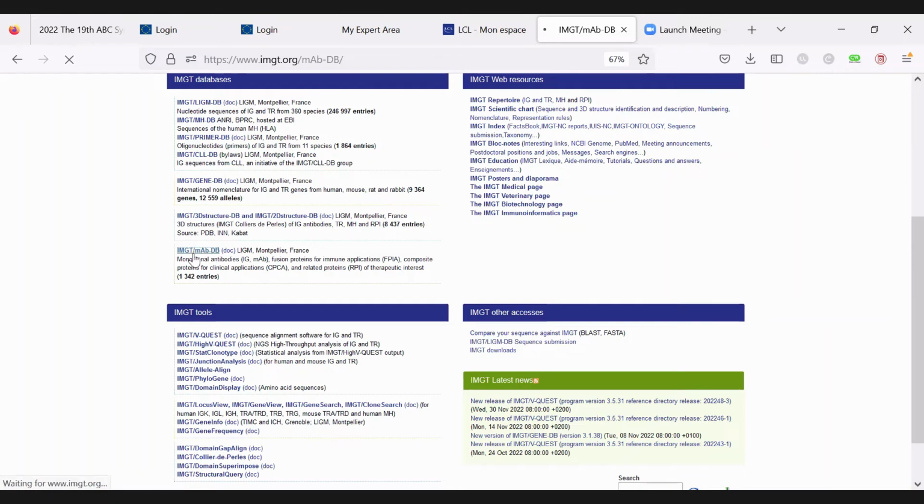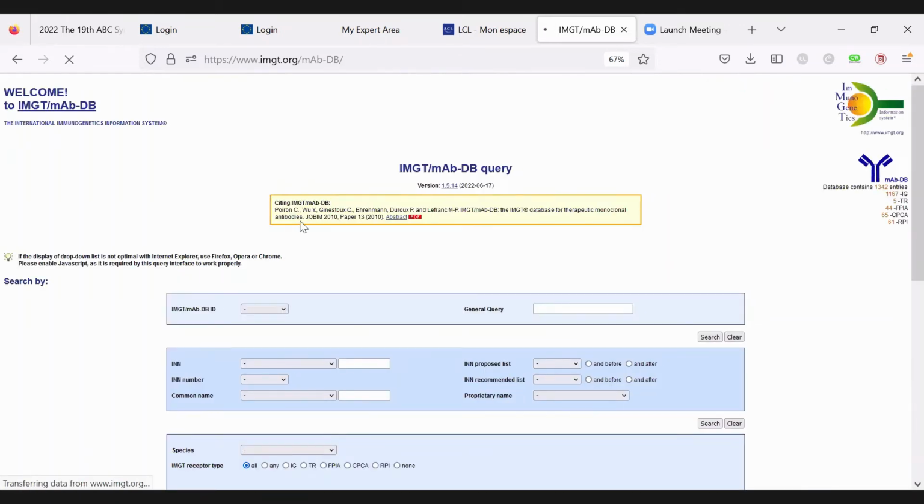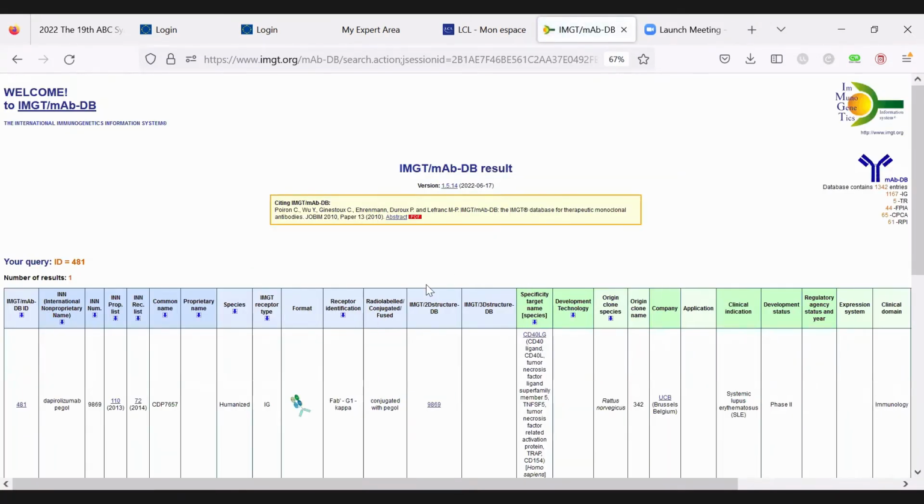I should make it a bit bigger, maybe. So you see, this is the interface of the database. There is an abstract that describes the database. I can choose randomly. Tell me which antibody you want to choose from the database. There are a bit more than 1,000 different antibodies. I take this one randomly and I search the database for the information about this specific monoclonal antibody. And this is the information I retrieve.